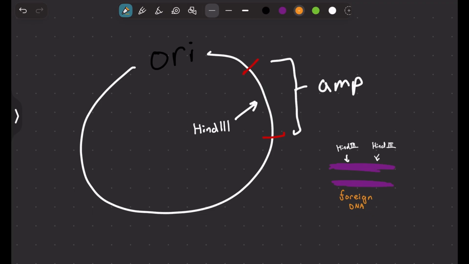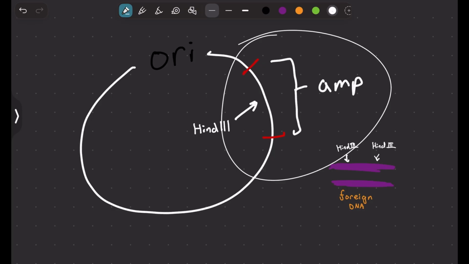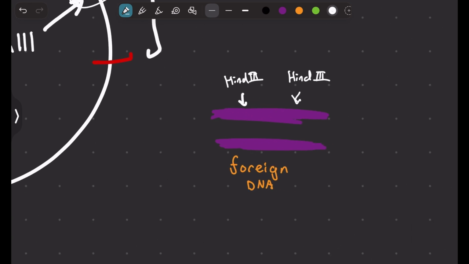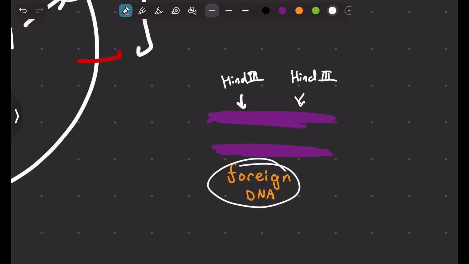So as I mentioned earlier, let's say there's an ampicillin resistance gene right here. We have our HIND3, which is going to be our restriction enzyme, which will be placed on the restriction site on the gene. And essentially it'll create a cut right here, which will open up the plasmid. And let's say we have our foreign DNA right here. It's going to be flanked with 2 HIND3 restriction enzymes.